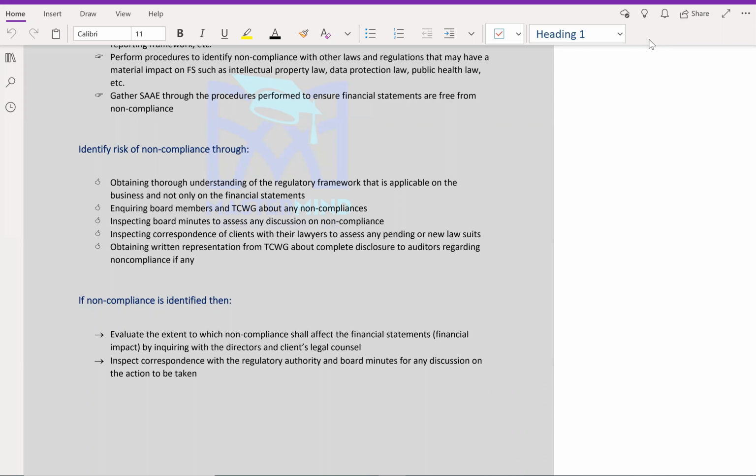Now, inspecting correspondence of clients with their lawyers to assess any pending or new lawsuits, obtaining written representations from those charged with governance about complete disclosure to auditors regarding non-compliance, if any. We'll discuss written representations, it's a separate standard. It basically talks about what is written representation.